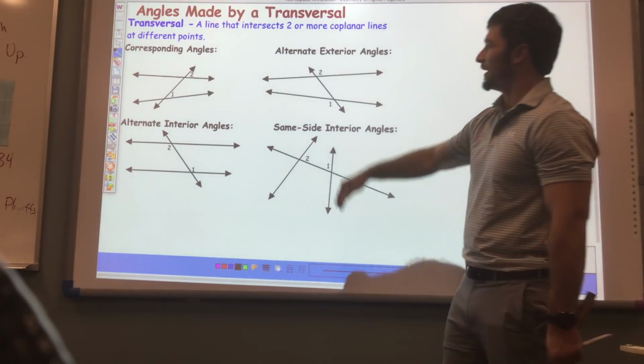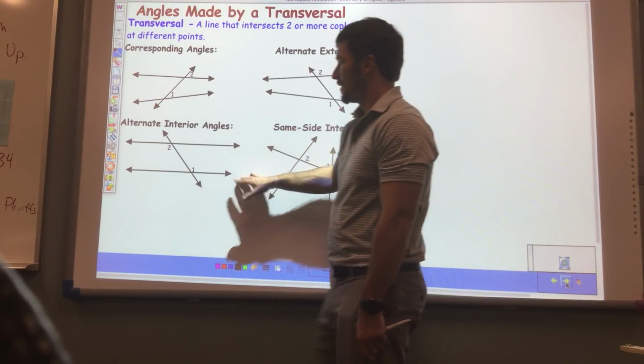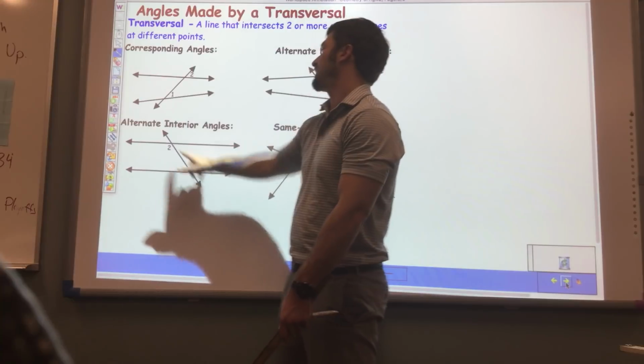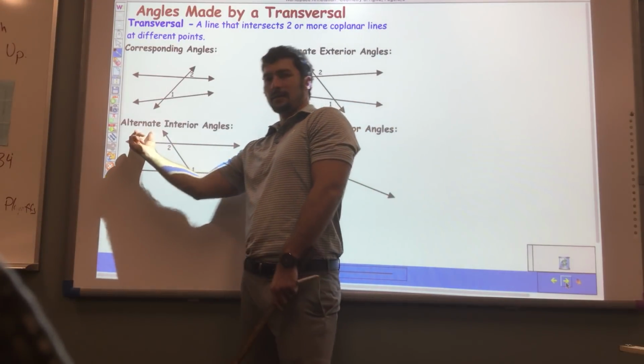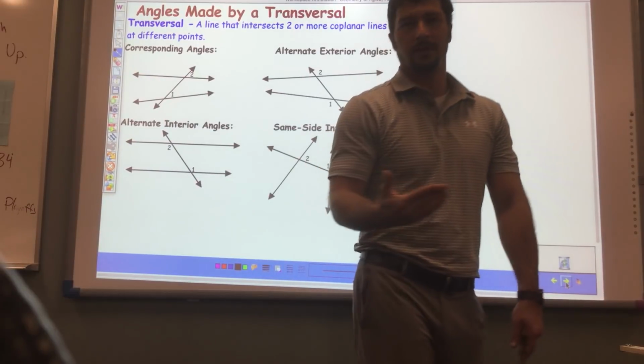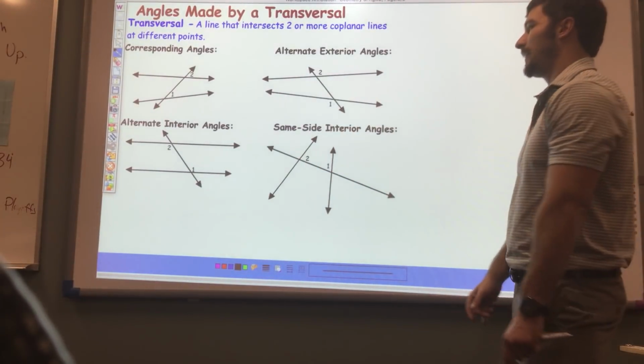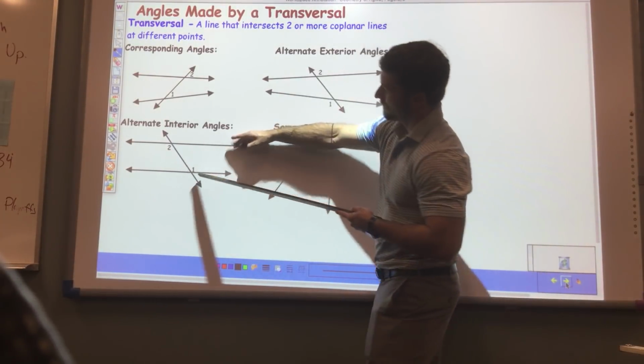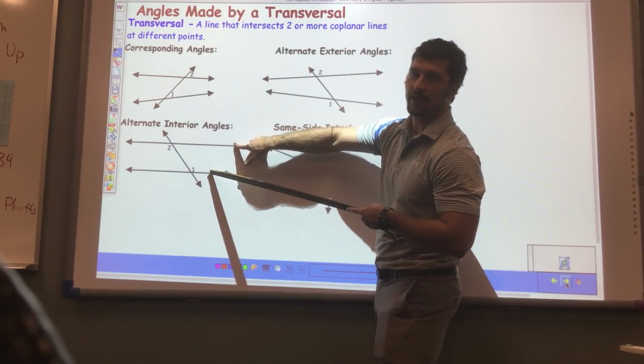Then we have alternate interior angles. Angles 1 and 2 are alternate interior. The alternate means that they are on different sides of that transversal. So that's where the alternate comes in. And then interior, they're on the interior, or the inside of these two lines that are being intersected.